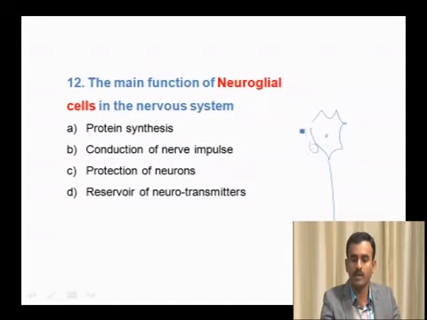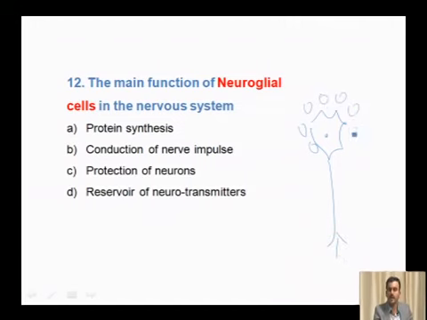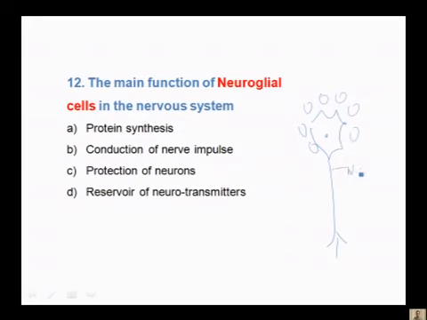The cells which are present around the conducting neuron are called the neuroglial cells. They are the defensive cells. They provide protection to the conducting neuron. These are the neuroglial cells. The main function of neuroglial cells, which gives protection or immunity, is that they help in the destruction of pathogens which enter into the nervous tissue. Answer for this question: protein synthesis, no.